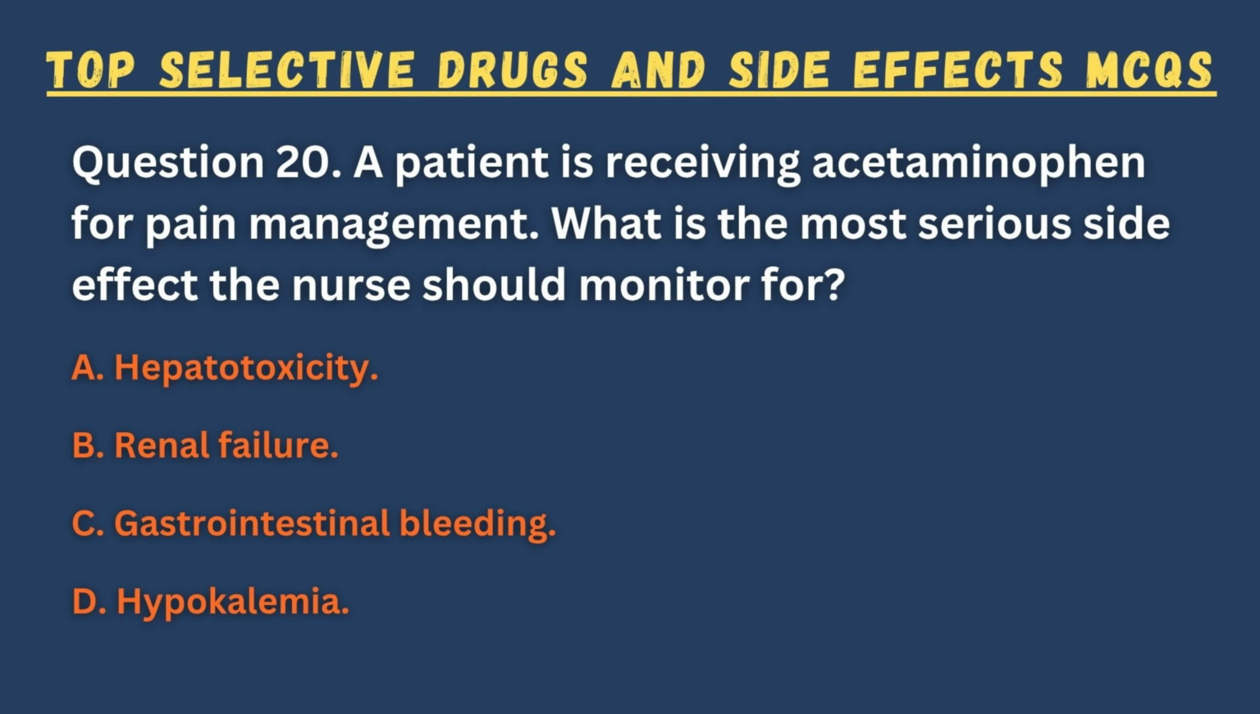Question 20. A patient is receiving acetaminophen for pain management. What is the most serious side effect the nurse should monitor for? A. Hepatotoxicity. B. Renal failure. C. Gastrointestinal bleeding. D. Hypokalemia.